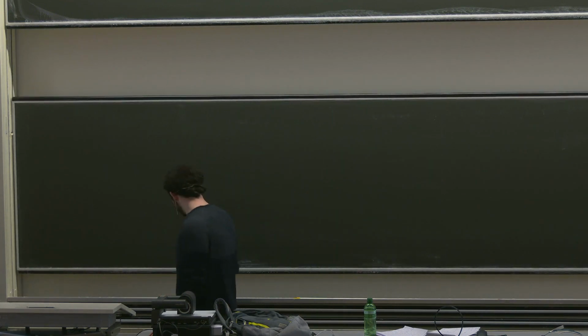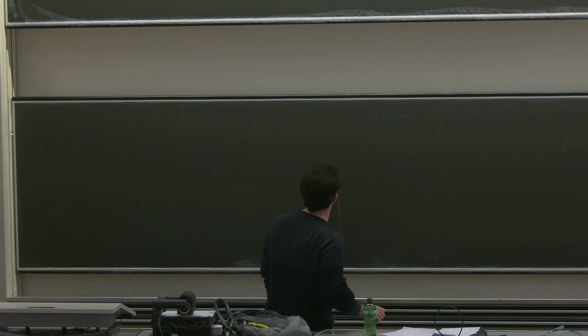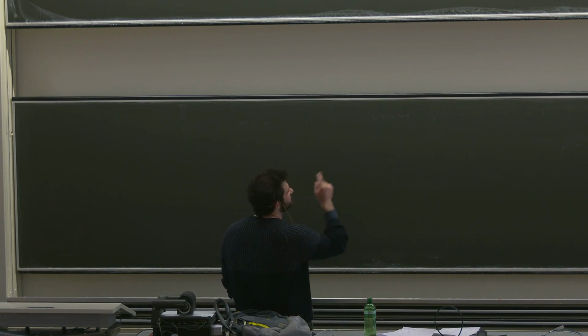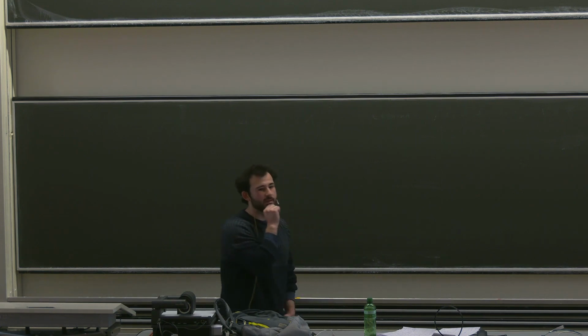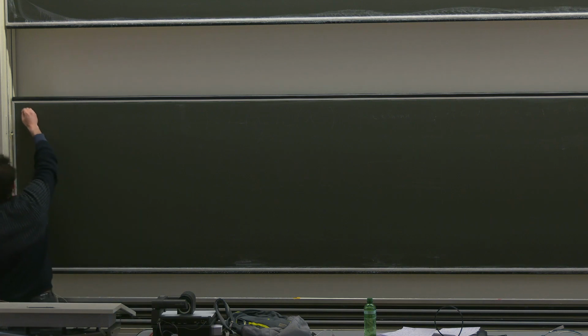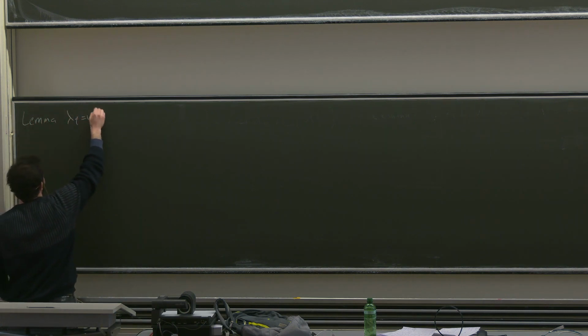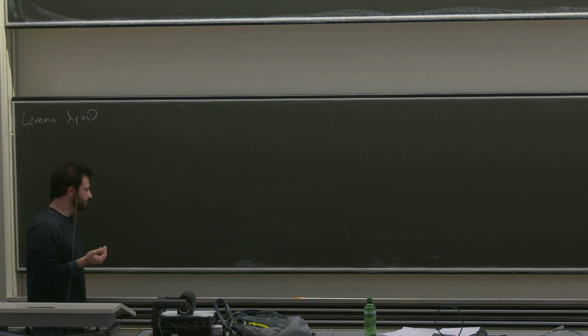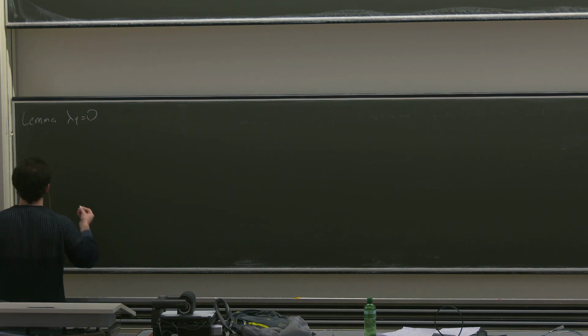So I want to prove that also for this matrix, lambda 1, the smallest eigenvalue, is actually 0. So another lemma, let's say: lambda 1 equals 0, no matter what the graph is. And to do this, it's very simple.